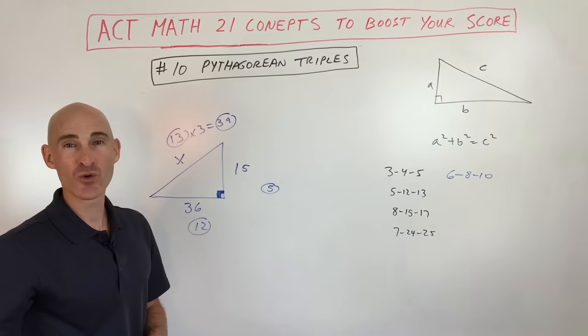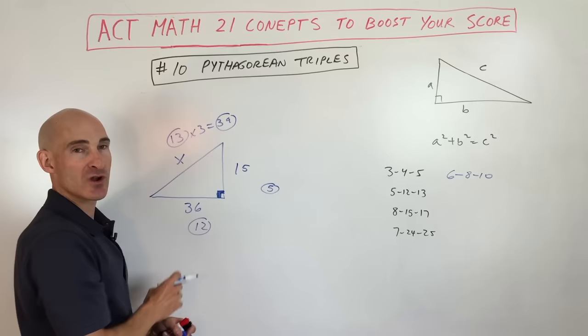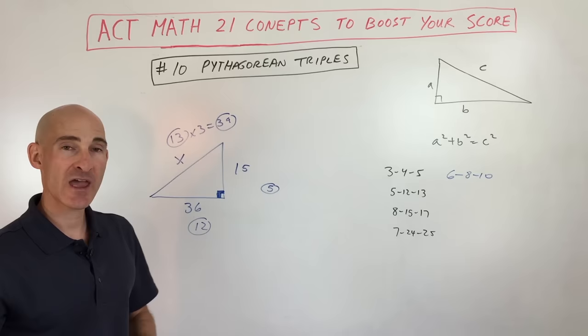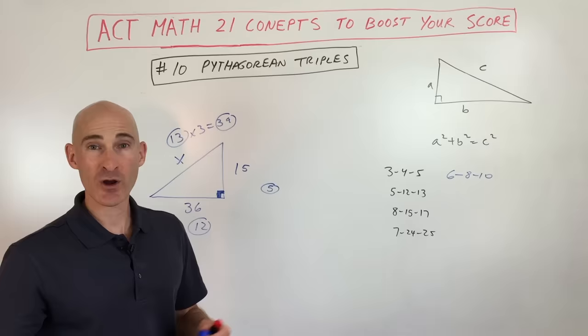But what you want to do is try to divide out that greatest common factor to reveal which one of the Pythagorean triples that you're working with. Now, it's not always going to be a Pythagorean triple, but oftentimes on the ACT, they do use these common ones. So it's a time saver and something that you might want to review when you're preparing for the test.